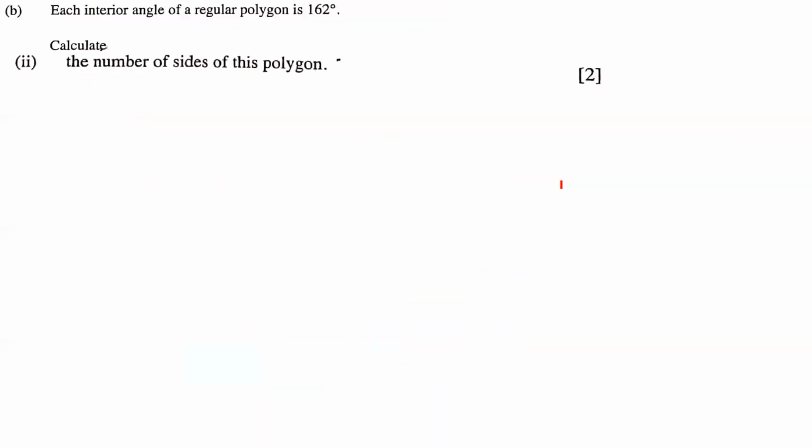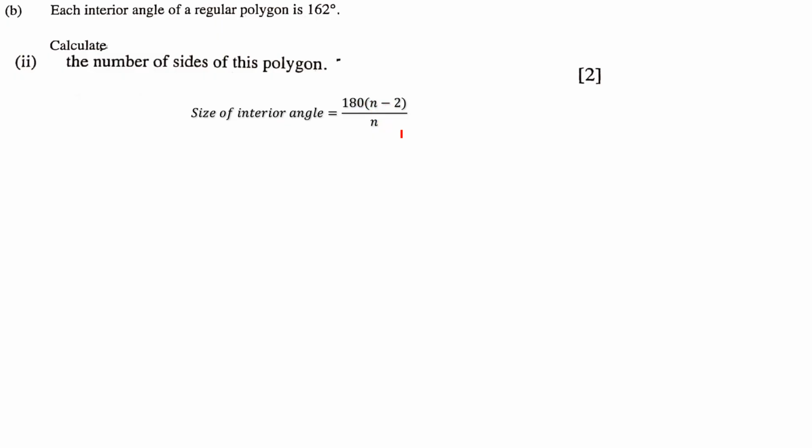Okay, so moving on, let's look at question BI. It says each interior angle of a regular polygon is 162. Calculate the number of sides of this polygon. Well, the formula says that if we are trying to figure out the size of the interior angle, that's going to be equal to 180 degrees multiplied by n minus 2 all over n. They do not give you this formula in the exam, so I suggest that you memorize this formula so that you could be able to use it.